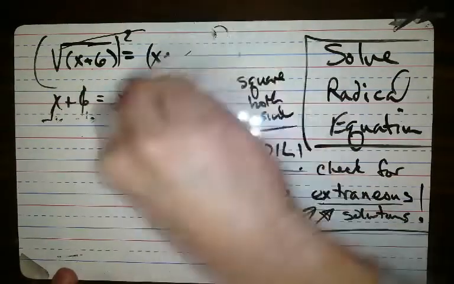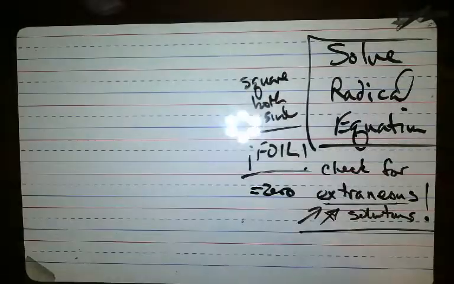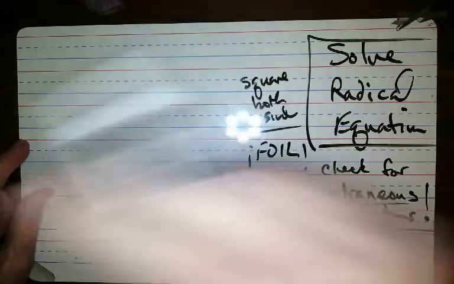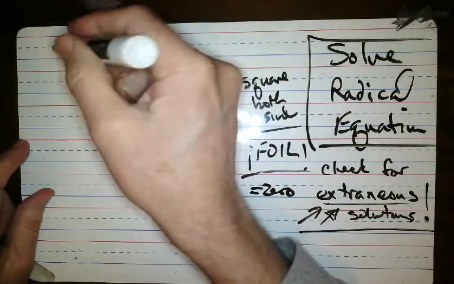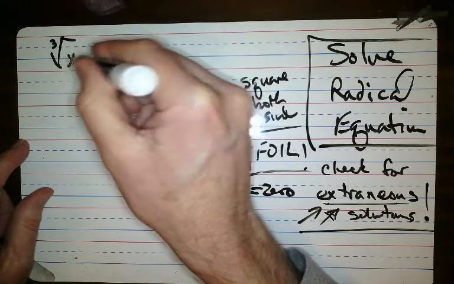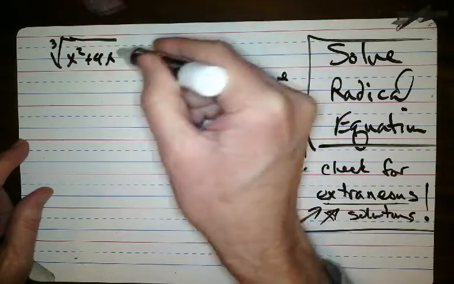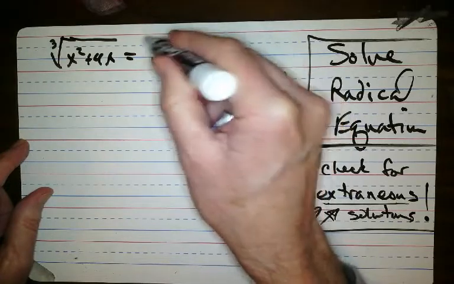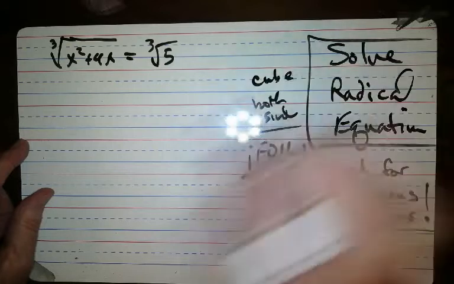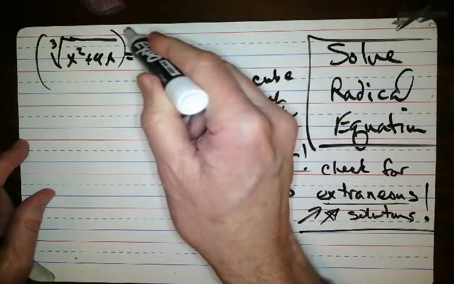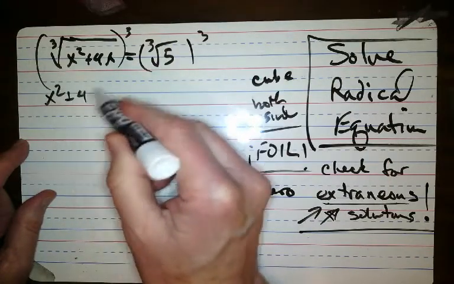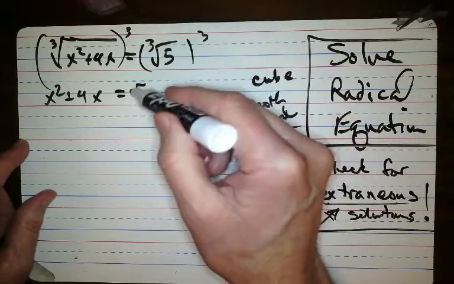Let's do it again. Only this time, let's do a problem that has cubes. So we've got the cube root of x squared plus 4x equals the cube root of 5. Well, that's fun. Oh, look at that. That's pretty nice. So instead of squaring both sides, we're going to have to cube both sides. So if I cube this side, I just get x squared plus 4x. If I cube that side, I get 5, right?